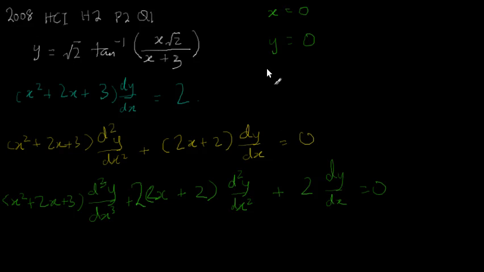Okay, then the next term, the first derivative, dy/dx. When x is 0, let's put in the 0 there and there. Then we'll be left with 3 in this bracket. And if I bring the 3 over, I get 2 over 3. So dy/dx is 2/3. Okay, so I have dy/dx now, and I can substitute it into here.